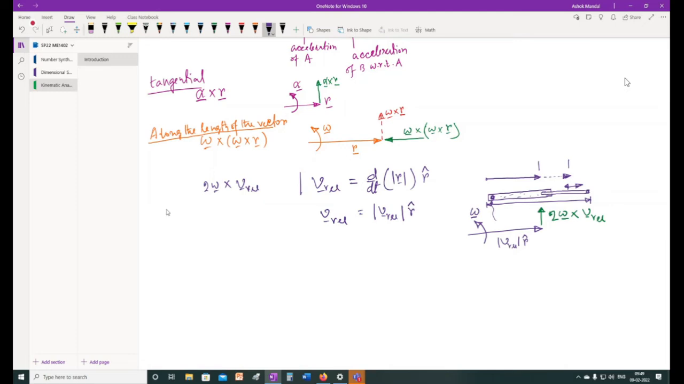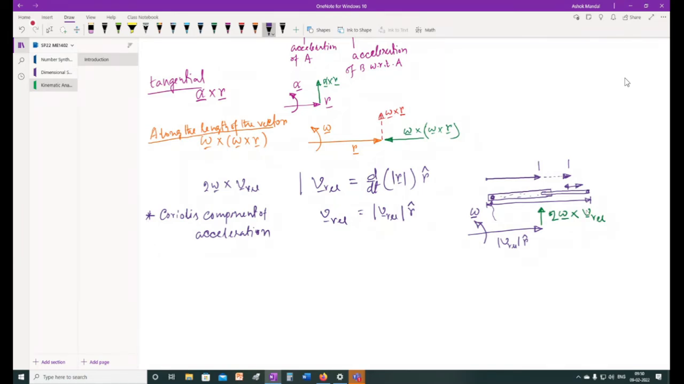So this component of acceleration is called Coriolis. Is the spelling okay? Coriolis component of acceleration. Do you know about this component of acceleration? Do you know or not? This is called Coriolis component of acceleration.